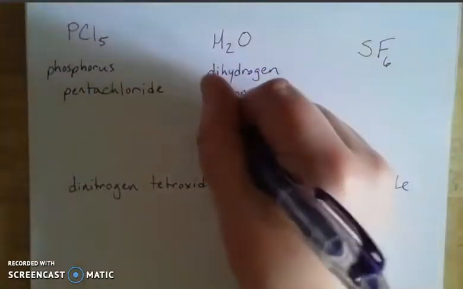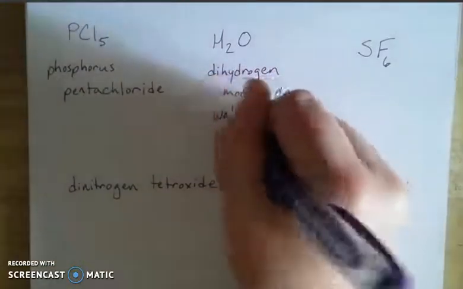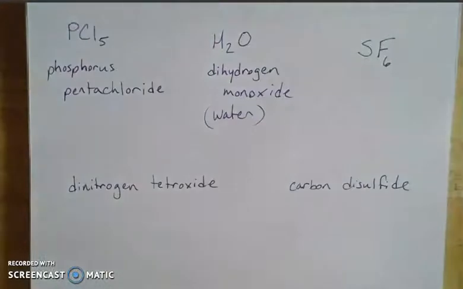This is of course water, right? Water is the common name. Water has been around for forever. Back when they thought that the world was only made up of 4 different elements, earth, air, fire, and water, they thought that water was elemental to everything. So water has been around as a concept for a very long time. But our naming rules would call it dihydrogen monoxide.